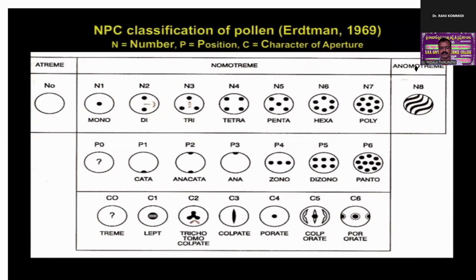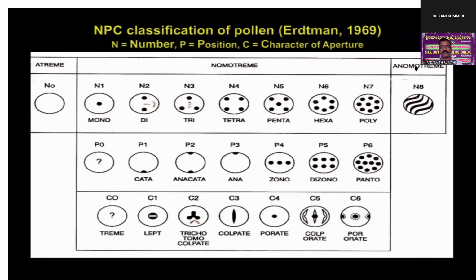All these are under number only, N0 to N8. N0 is the atreme, N8 is the anemotreme, and in between, N1 to N7, are monotreme, ditreme, tritreme, tetratreme, pentatreme, hexatreme and polytreme. Up to N7, and N8 is the anemotreme.